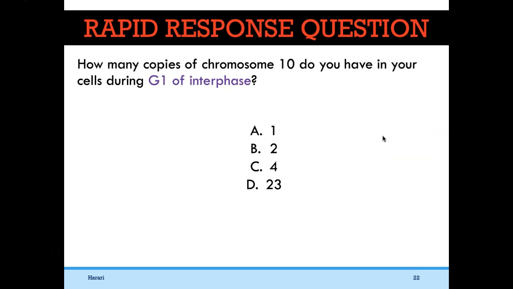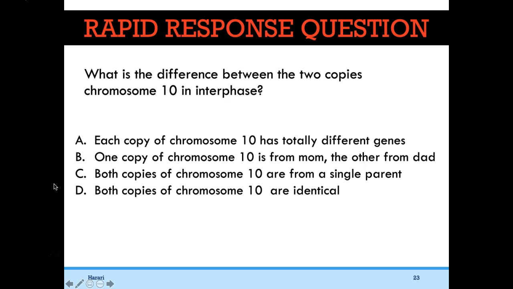How many copies of chromosome 10 do you have in your cells during G1 of interphase? I'm assuming that these are somatic cells. So how many copies do you have during G1 phase of just one chromosome 10? If it's a somatic cell, we have 2 copies of chromosome 10. So what is the difference between the two copies of chromosome 10 in interphase?